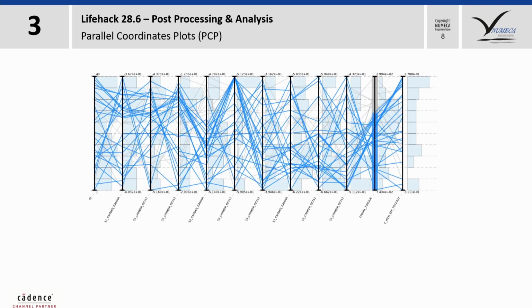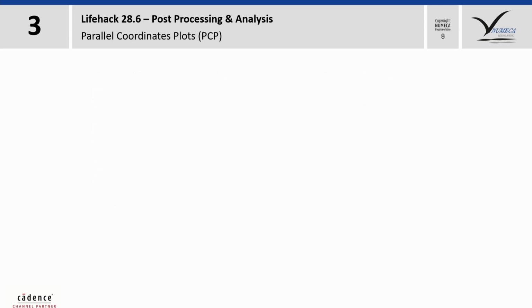Parallel coordinate plots, or PCPs, are suitable to compare a lot of variables. So one can easily get an impression of the relationship between parameters and/or responses using such plots. Please notice that in these plots all values are normalized.